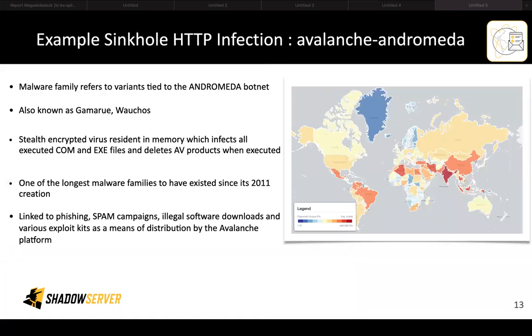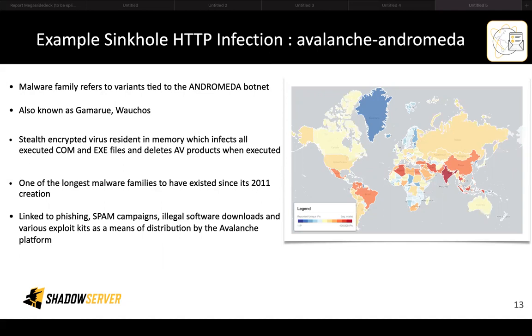Example Sinkhole HTTP infection, Avalanche Andromeda. Avalanche is a malware family referring to variants tied to the Andromeda botnet. It also has alias names known as Gamaroo and Wachos. It's a stealth encrypted virus resident in memory, which infects all executed .com and .exe files and deletes antivirus products when executed. One of the longest malware families to have existed since its 2011 creation.